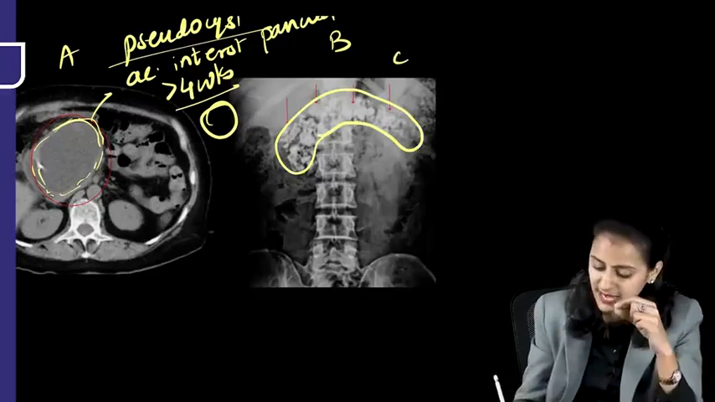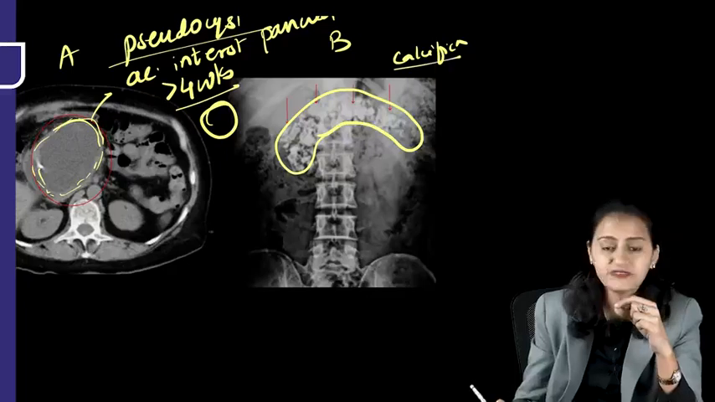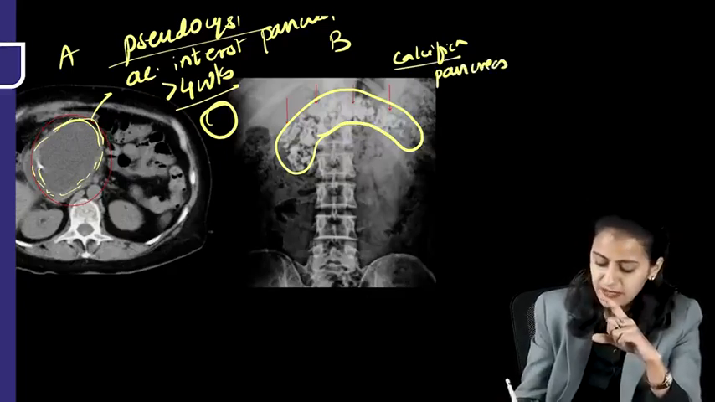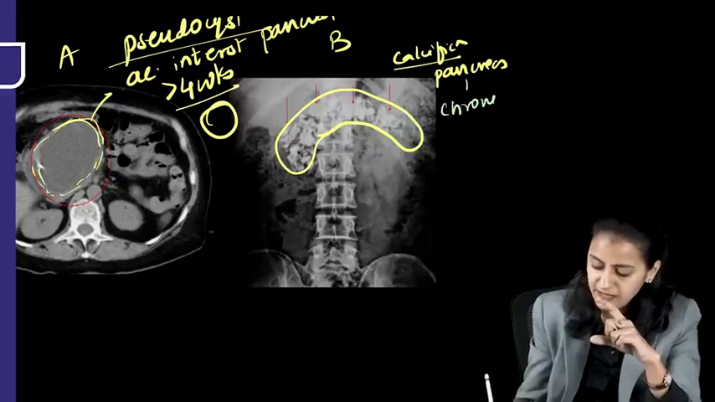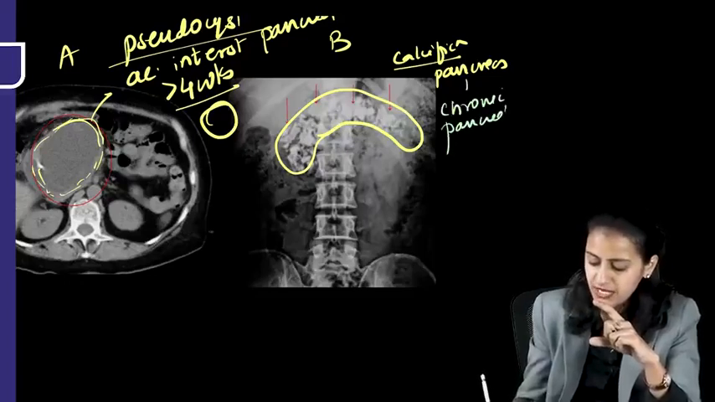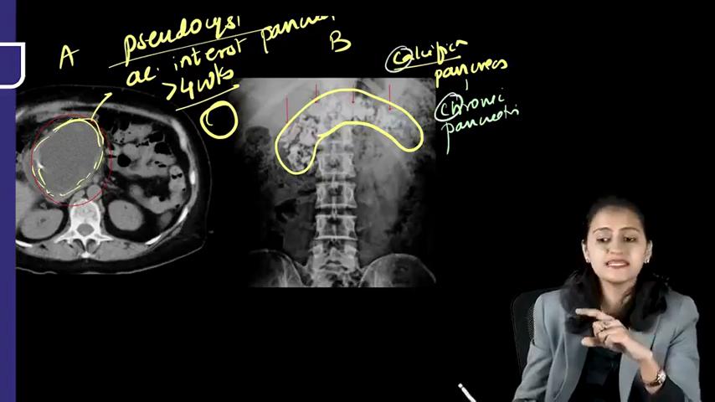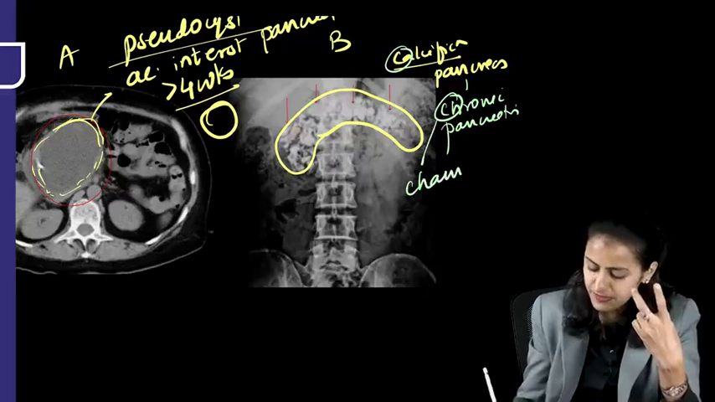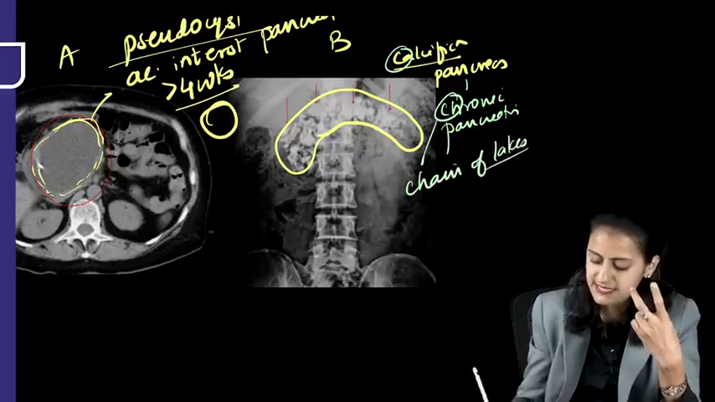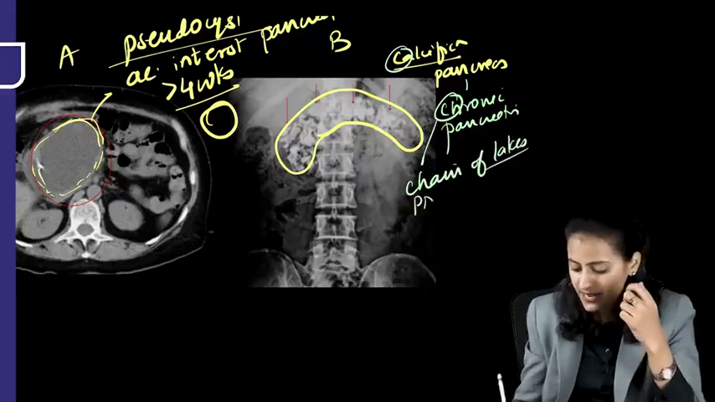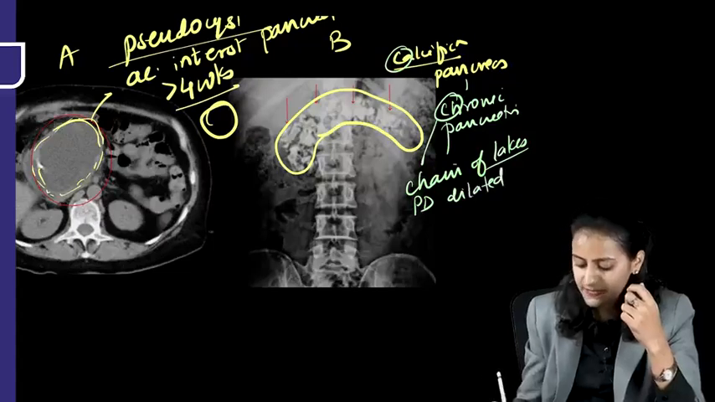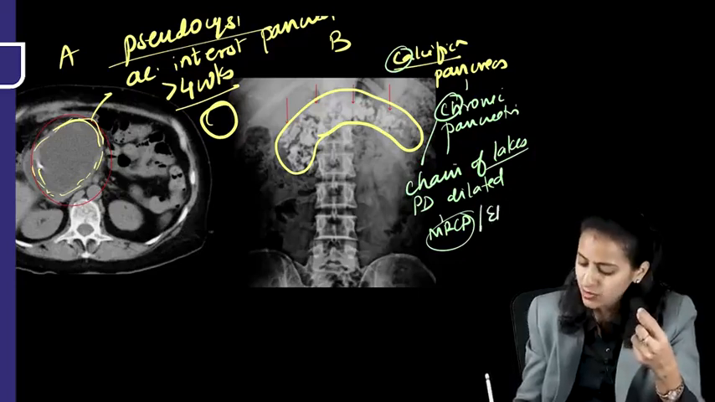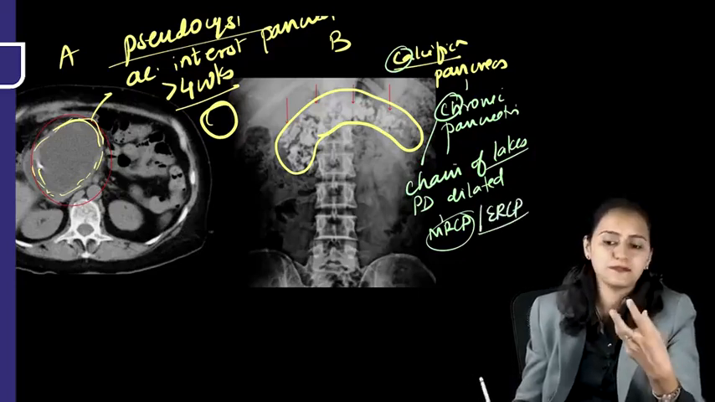We are seeing the calcification, the white calcification. Whenever you see the calcification in the pancreas, think of chronic pancreatitis. Chronic pancreatitis, remember C for C. Chronic pancreatitis has calcification, C for C. It has the chain of lakes appearance. The pancreatic duct is dilated. That is why MRCP is the investigation of choice. More sensitive is ERCP. Okay.